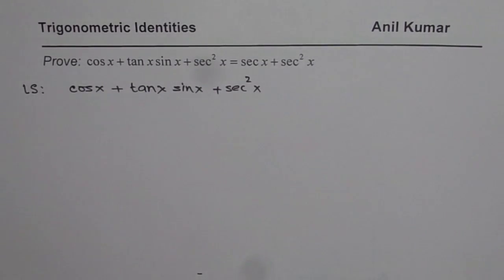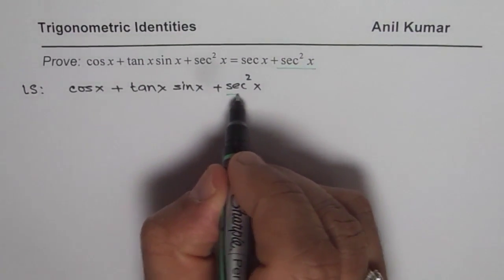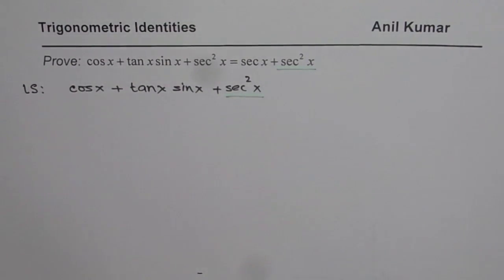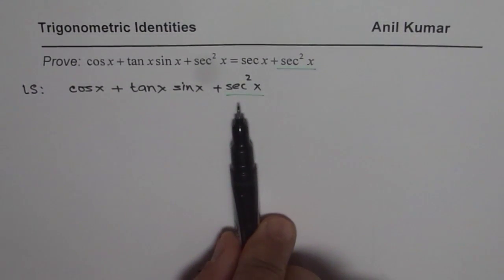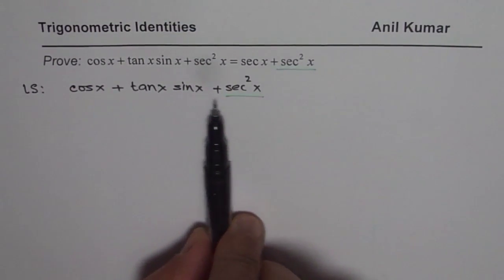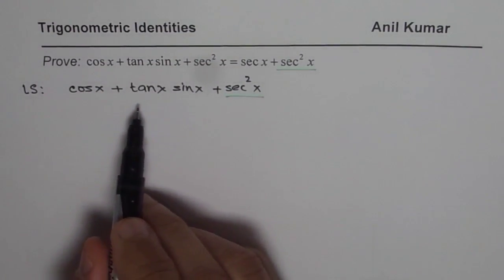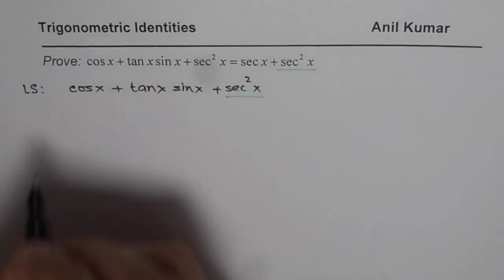So what do you notice here? You notice that secant square x is already there on the right side. So we should not really touch this, right? We should work with these two terms and leave the third one because that we need, right? So what I'll do is I'll work with the first two terms, keep it aside.